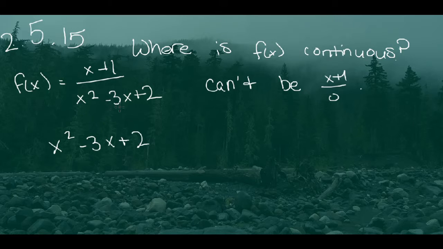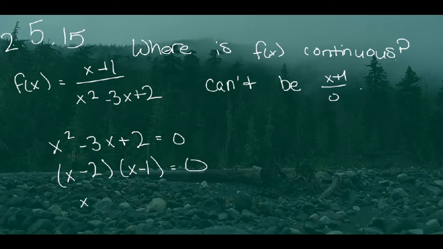So let's look at the denominator. Well, that's x squared minus 3x plus 2. Let's set that equal to 0, and let's solve for when this is equal to 0. So you'll notice this is a quadratic, so we could either use the quadratic formula or we could factor this. It's easy enough that we should be able to factor it. So it should be x minus 2 times x minus 1, right? Which we can then solve as x is equal to 1 or 2.